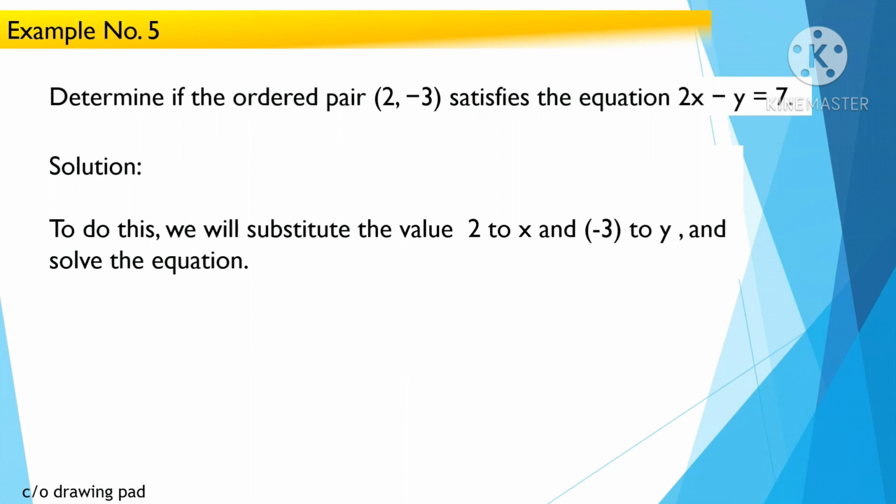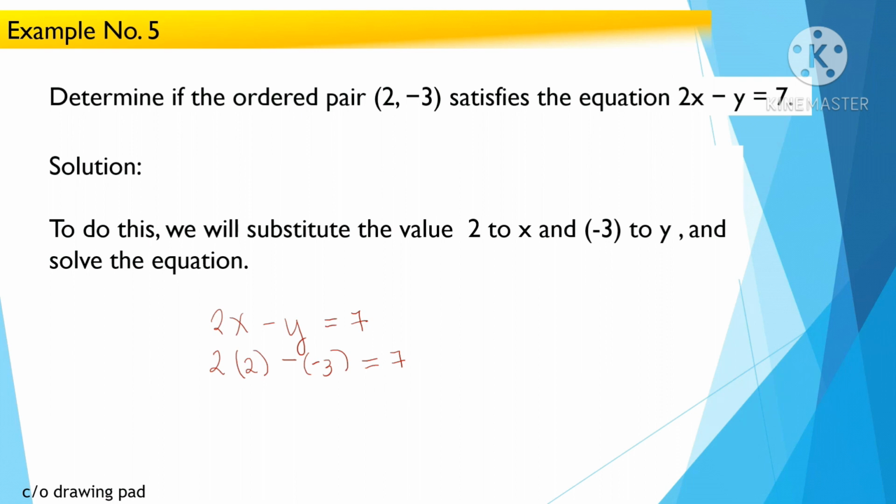So, ganito ang gagawin natin, ha? We write the given 2x minus y equals 7. Then, bringing down 2, instead of x, we will write the value positive 2. And instead of y, in a parenthesis, we will replace it with negative 3. Then it must be equal to 7.